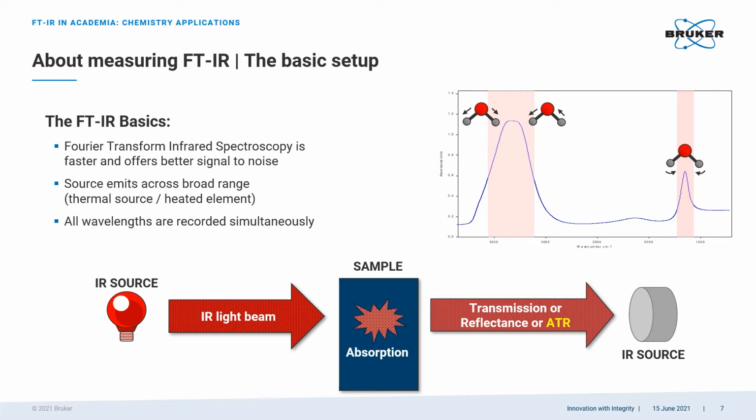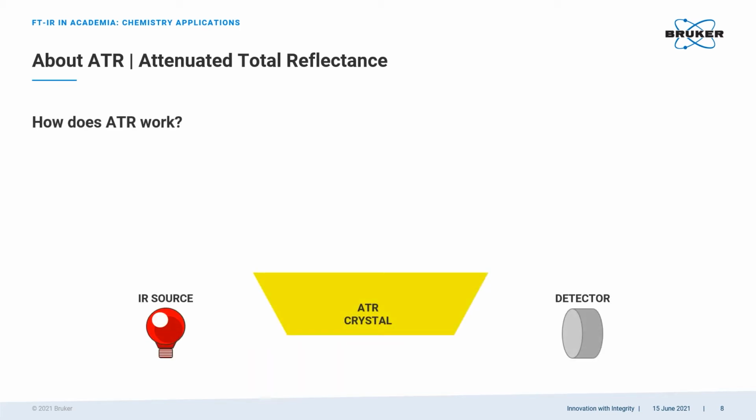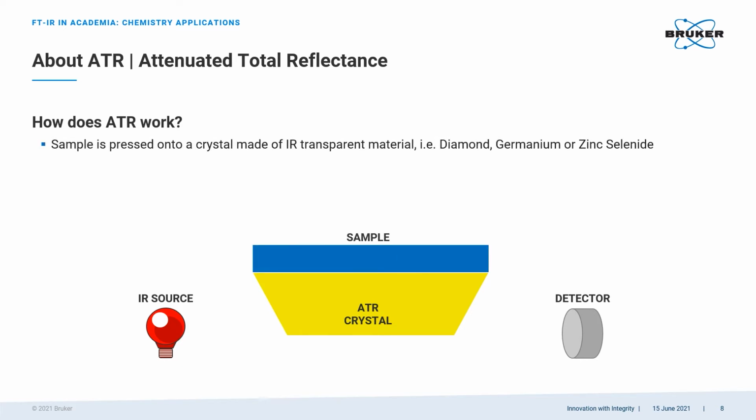Next, I want to cover the most important sampling techniques. Today, the standard approach to measure infrared data is using the Attenuated Total Reflectance or ATR method. But how does it work? ATR by itself is a surface-sensitive technique. Beside a source and a detector, we will need what is called an ATR crystal on which we are pressing a sample. The ATR crystal is made out of an IR transparent material, meaning IR light is not absorbed by it.